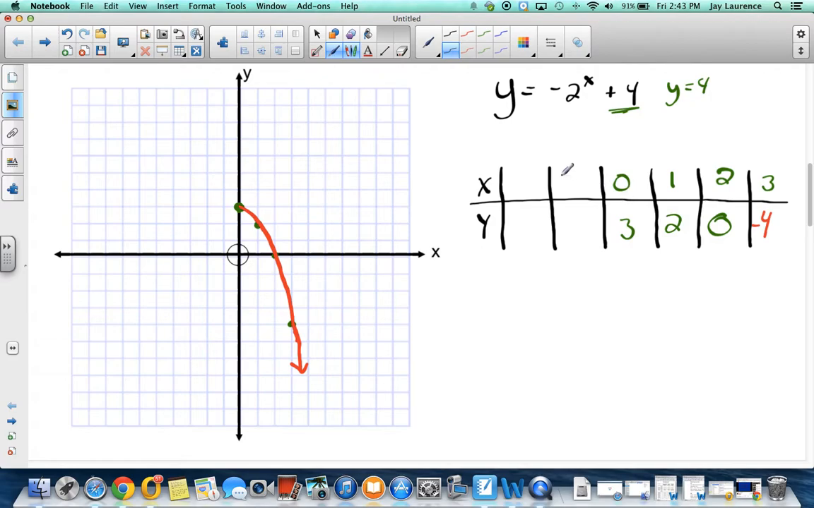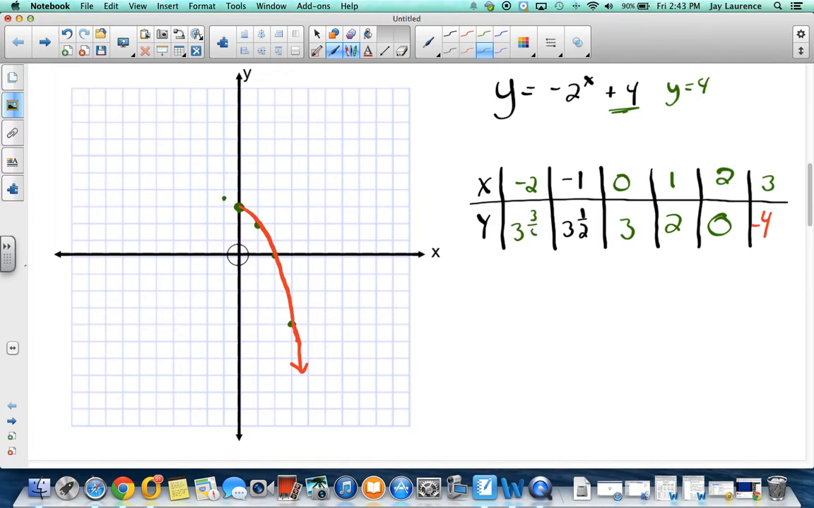If I put negative 1 in, I get 2 to the negative first, which is 1/2. Make it negative 1/2 plus 4, 3 1/2. So 3 1/2 is going to be right about there. When I put -2 in, I'm going to get 2 to the negative second, which is 1/4, make the negative, plus 4, which would be 3 3/4.